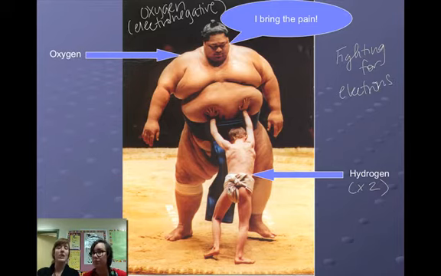So if I wanted to put my charges here, I would put a negative charge by the sumo wrestler, and I would put a positive charge down here by my pretend two boys here, my two hydrogens.